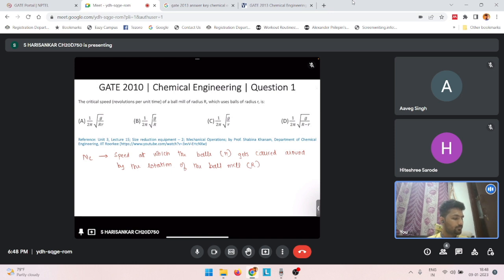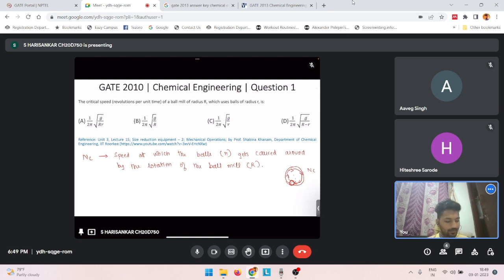So if this is the cross section of the ball mill and if this is our ball at critical speed, instead of going here and falling down, the ball will just keep rotating along with the ball mill. And if this occurs, then there is no impact and there is no size reduction either. So that is the critical speed of a ball mill.